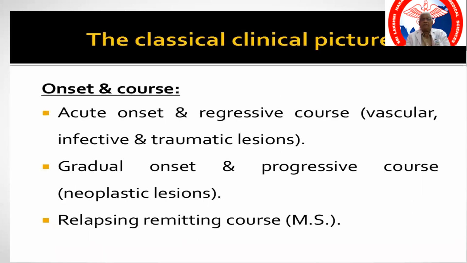Onset and course. An acute onset and regressive course: vascular, infective, and traumatic lesions are the main causes, as I have told you. A gradual onset and progressive course is usually from neoplastic lesions. A relapsing and remitting course is seen in multiple sclerosis, and also in subacute or chronic infection.